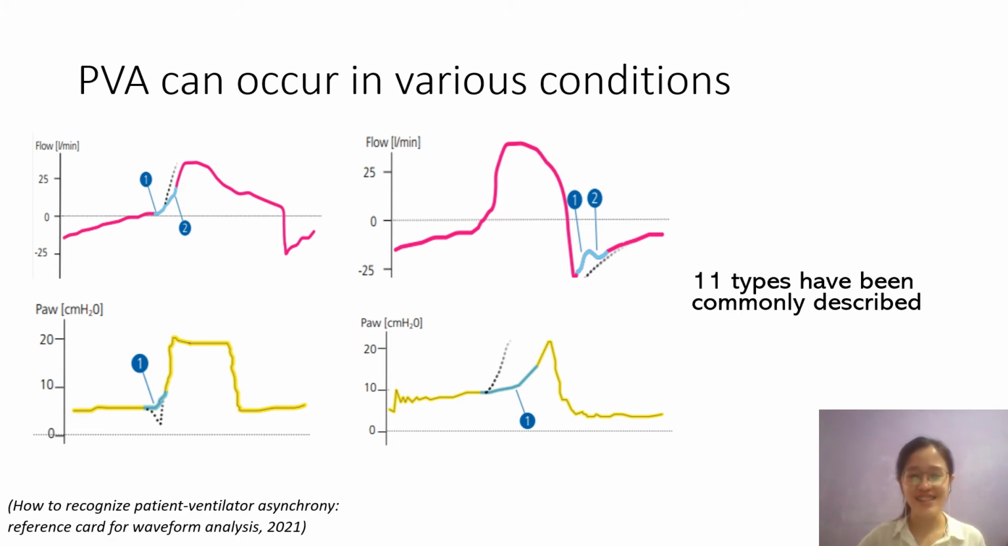Now that we know how PVA can form, how do we know when it happens? How do we recognize it? If you look at the ventilator, it displays different waveforms on the monitor. They are the real-time measurements of the airway pressure, flow, and volume waveforms, which help clinicians monitor the patient-ventilator interactions. Under optimal conditions, the waveform should be consistent over time. But when asynchrony occurs, as you can see from these figures, there will be sudden changes in the waveforms.